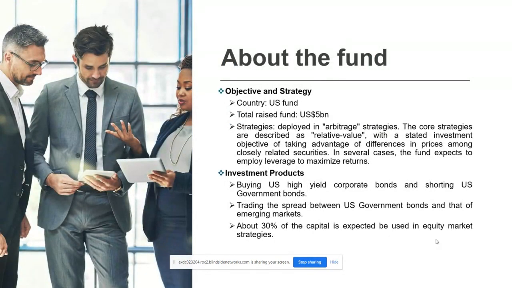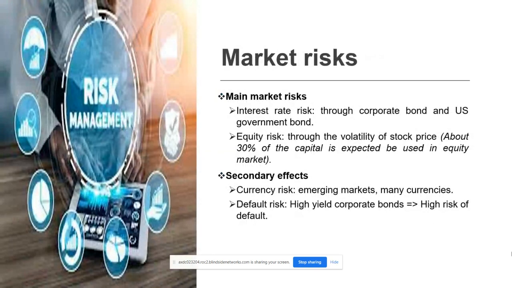This is the background of the group, the fund, and everyone is already aware. This is the US fund with 5 billion in raised funds. They have arbitrage treasury with different investment products: buying high yield corporate bonds, trading between US government bonds and the emerging market. They are also placing 30% of the capital in the equity market. So this is the mixed investment product we can see from this fund. Next one.